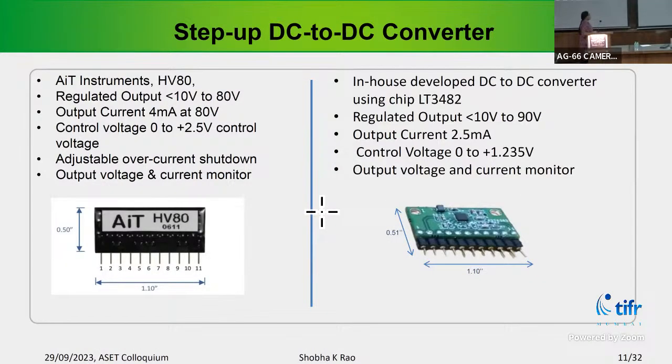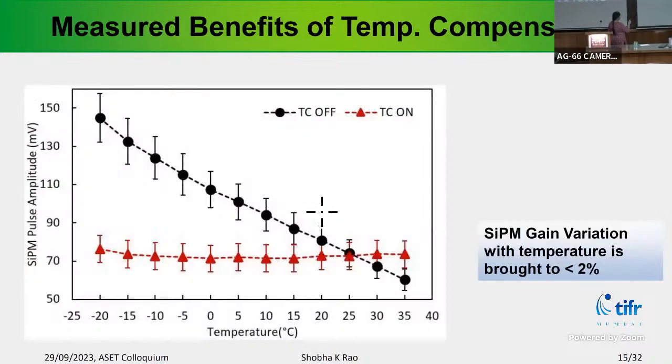Okay, now since we need an independently programmed biasing supply for every pixel, and the gains of the SiPMs are different, we cannot have a single power supply and give power to all the pixels. So we have thought about this. We have come up with DC-DC converters.